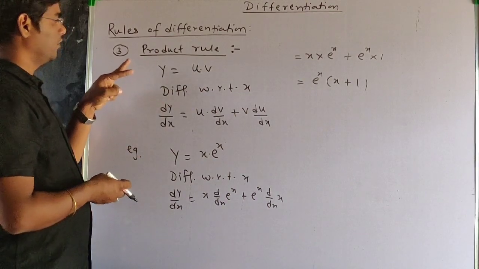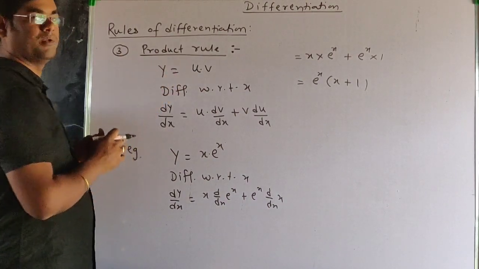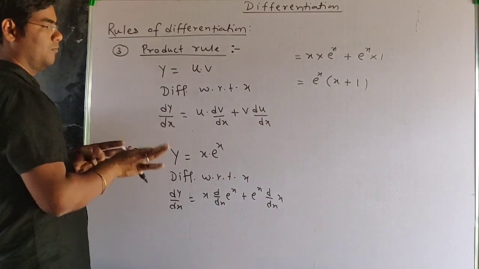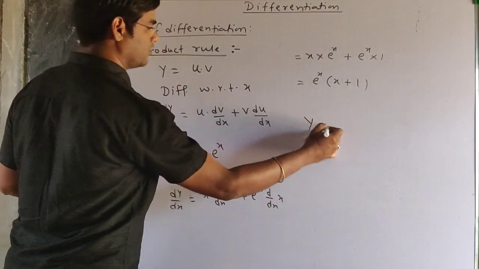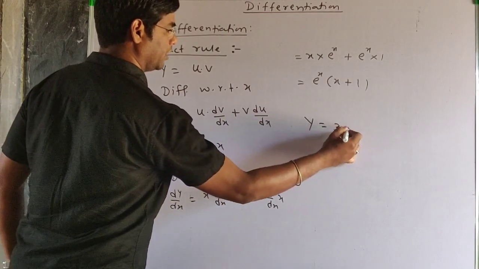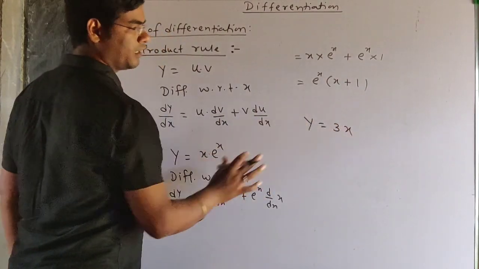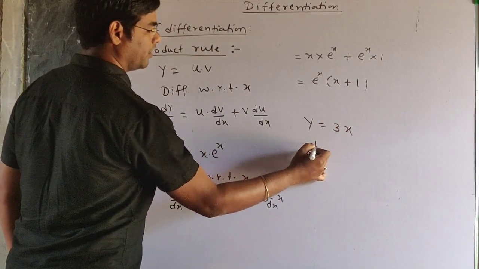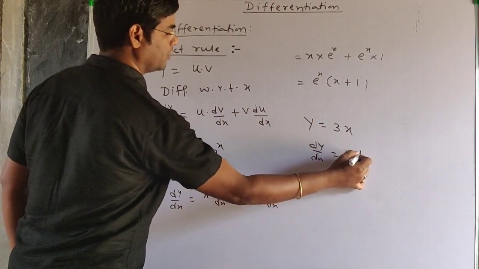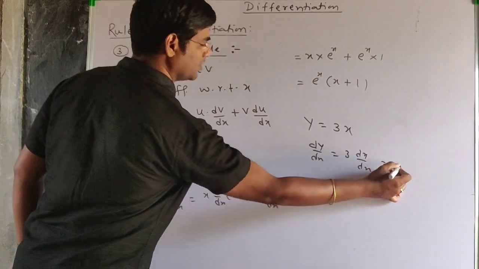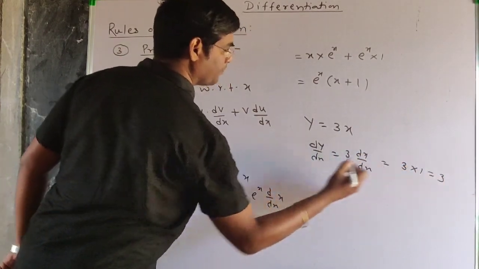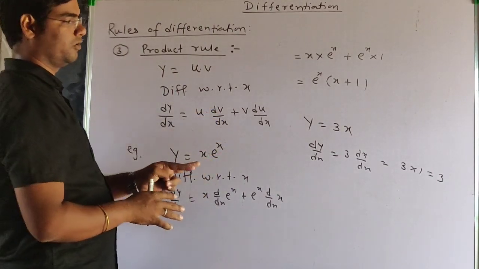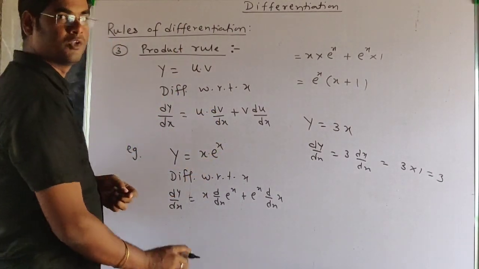This is the product rule. Whenever you have two variables in multiplication, then always you have to follow the product rule. I am talking about two variables. If you have one constant and one variable, like 3 into x, then there is no need to apply the product rule. You can directly take 3 common and differentiate x, so the answer is 3 into 1, that is 3. So whenever you have two variables, that is terms involving x, in multiplication or division, then you have to follow the product rule and quotient rule.